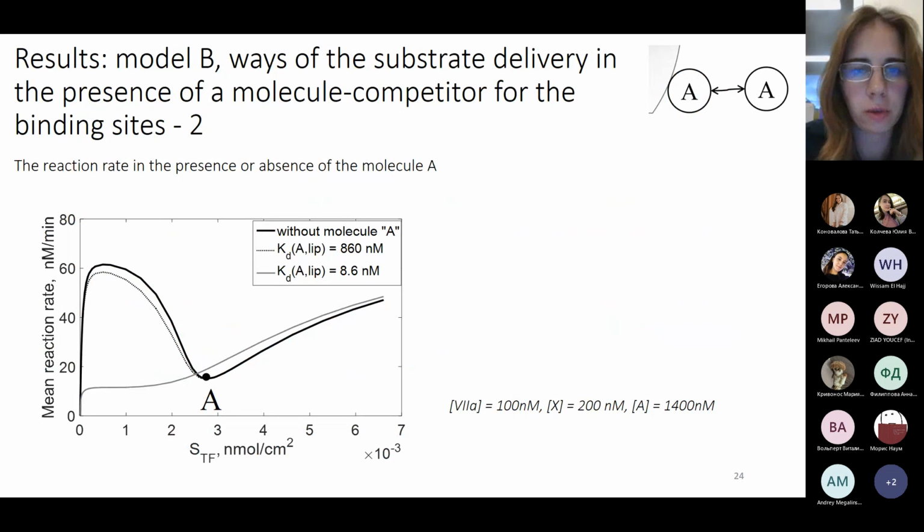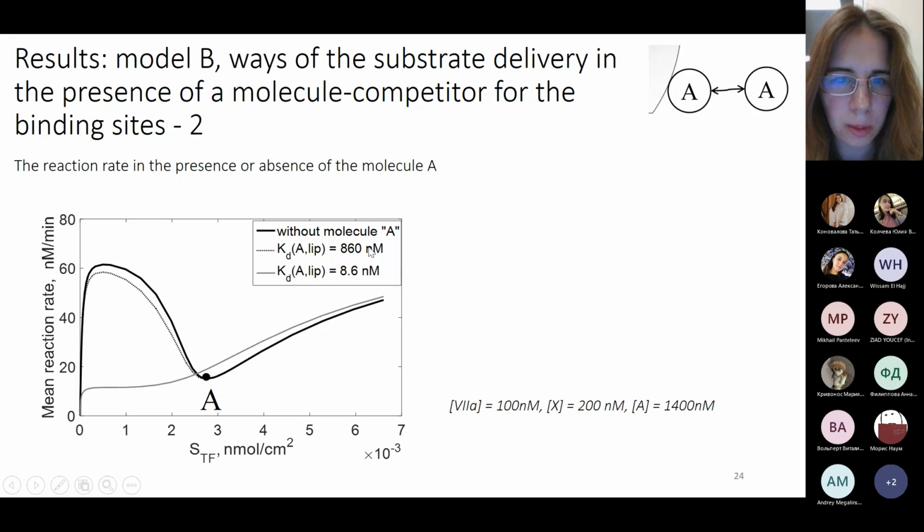Factor 10 affinity for this model is about 50 nanomoles. So this affinity, 860 nanomoles, is one order of magnitude higher than the affinity of factor 10, and this is one order of magnitude lower.